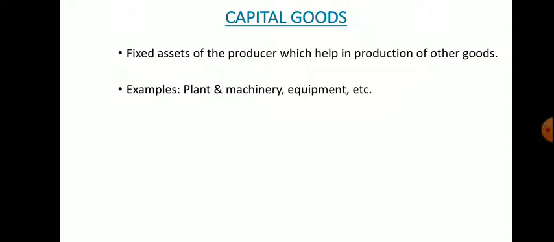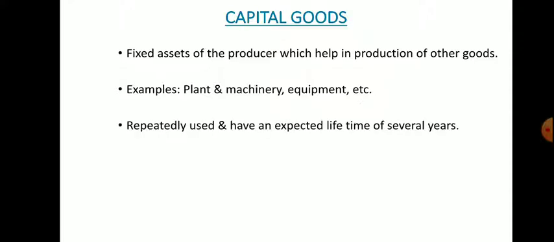So they are not selling those sewing machines, they are using those machines to make shirts, t-shirts, kameez, salwar, all these things with the help of cloth. So those machines are known as capital goods. It may be vehicles also, when we are using them for transportation, so those things will come under capital goods.